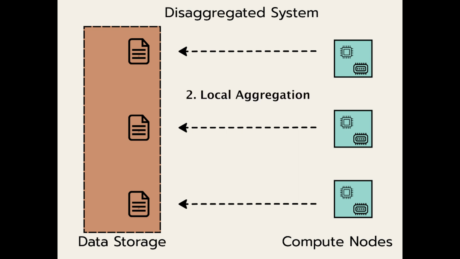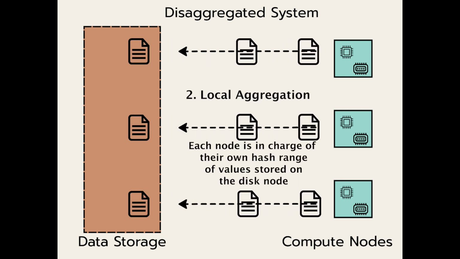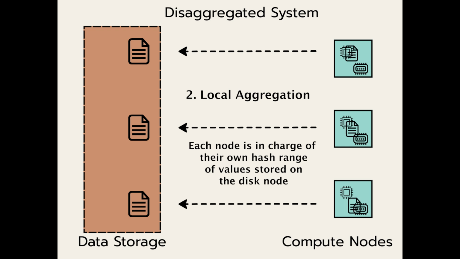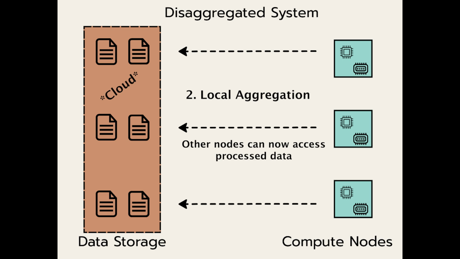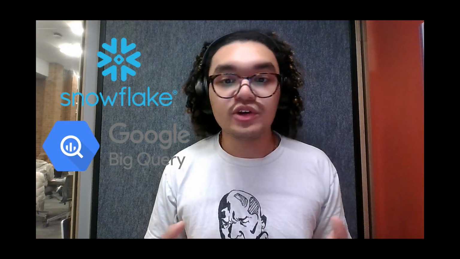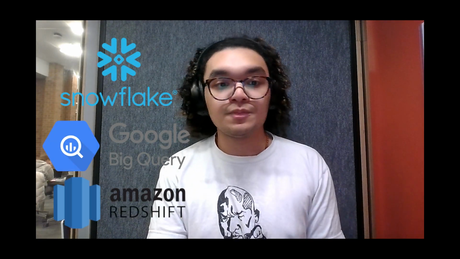The second step is to do the local aggregation. Each node computes the aggregation for their hash range. Once this is completed, they write out the output from the temp file to the cloud. This allows the other nodes to access the processed data if further processing is needed. This approach is what makes cloud databases like Snowflake, BigQuery, and AWS Redshift scalable. Compute and storage scale independently, and data processing happens on demand without the bottleneck of a fixed node ownership.